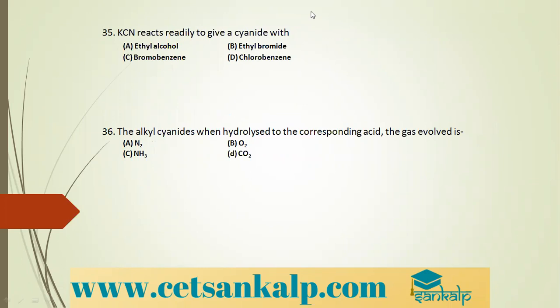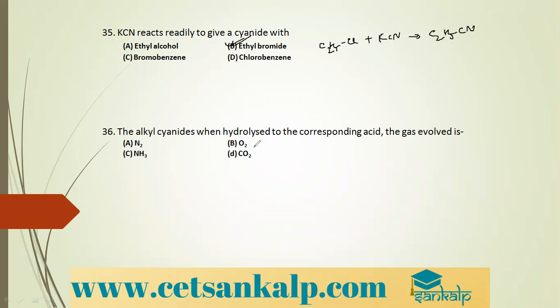Which reacts readily to give cyanide? If you want cyanide, you have to take an alkyl halide. So C2H5Cl, let me say, plus KCN. So what do I get? C2H5CN. So I get cyanide. So it should be treated with ethyl bromide.